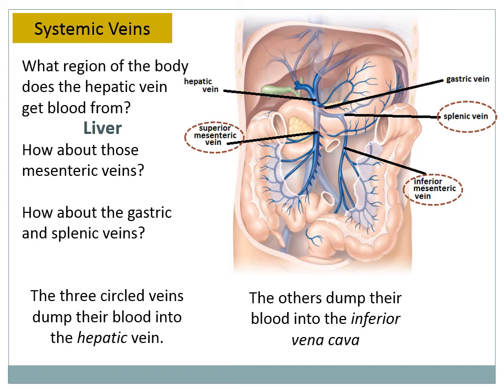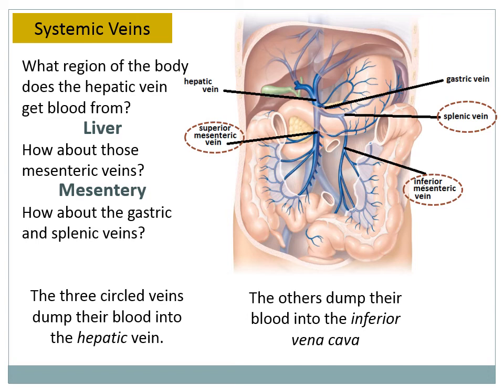What about the mesenteric veins? Where are they going to get their blood from? And they're going to get it from the mesentery. So see how we have a superior mesenteric and an inferior mesenteric vein, very similar to the way that our arteries are set up.